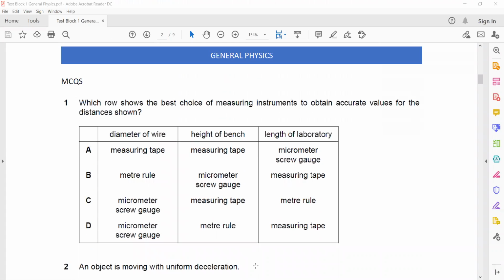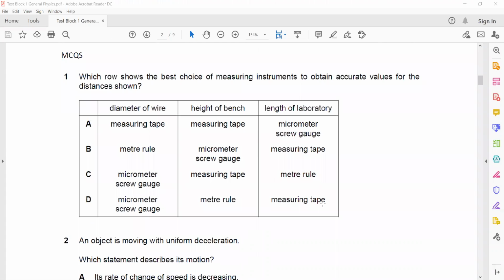In question 1, which row shows the best choice of measuring instrument to obtain the accurate value of a distance? If you want to measure a distance, a micrometer is the most accurate instrument, but it depends on what we want to measure. To measure the diameter of a wire, the micrometer is accurate.